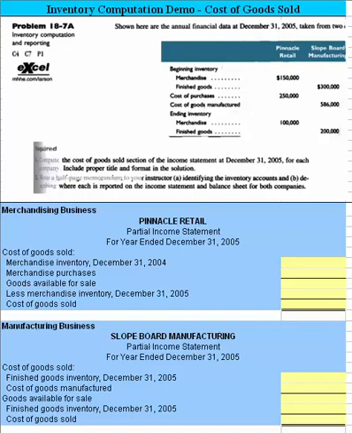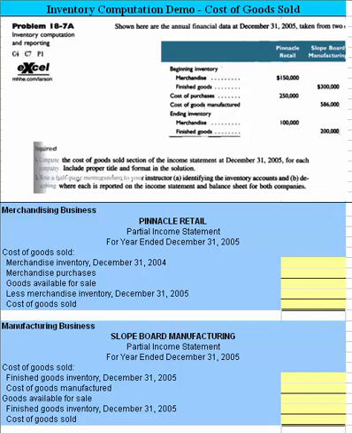Hi everyone. Let's work through this sample problem where we'll compute the inventory valuation and cost of goods sold for a merchandising business as well as a manufacturing business. Now the problem appears in white on the top section of your screen. We're presented with some inventory data, some purchasing data, and some ending inventory data as well relating to Pinnacle Retail and the Slope Board Manufacturing Company.